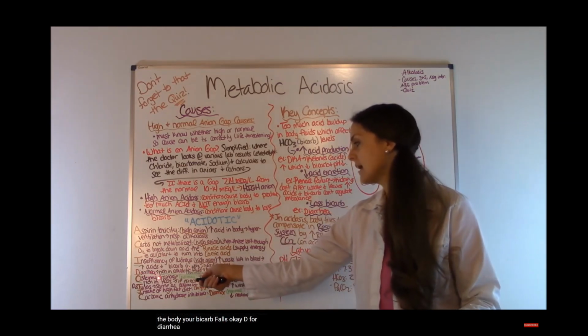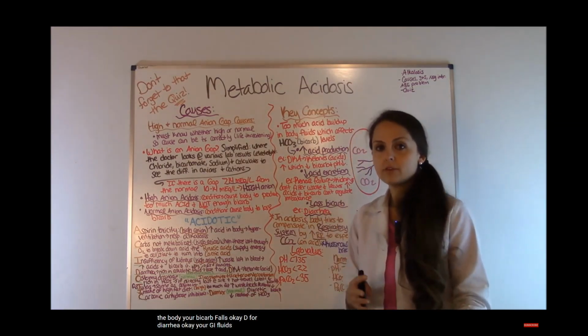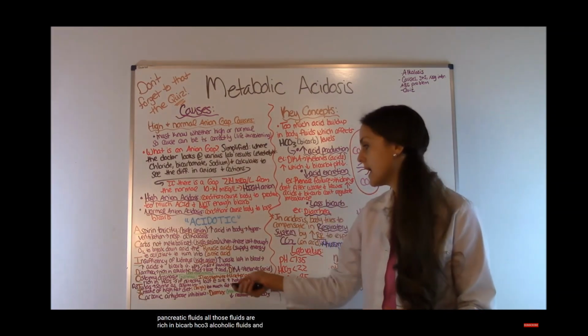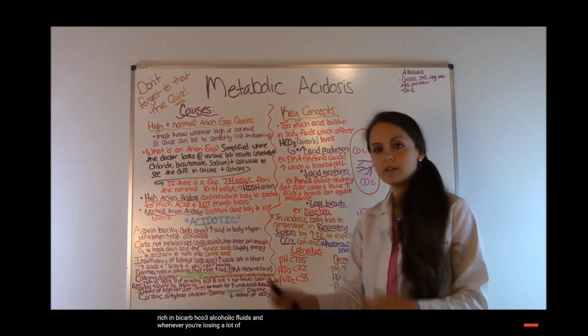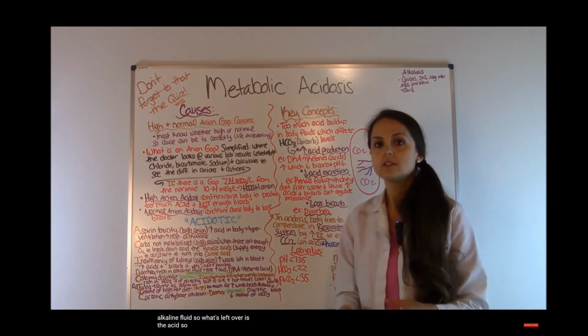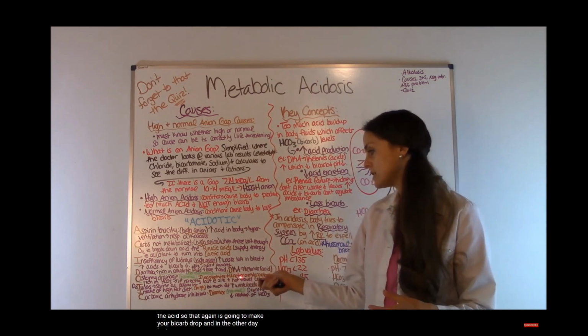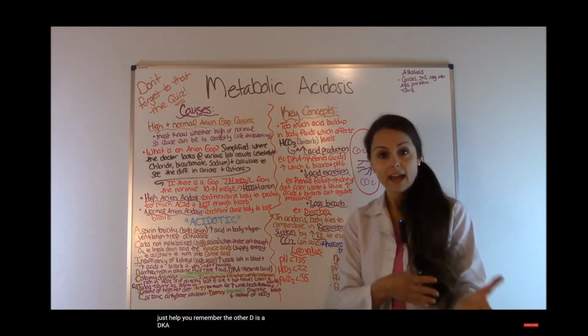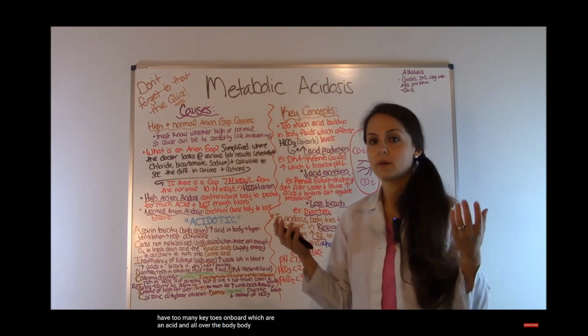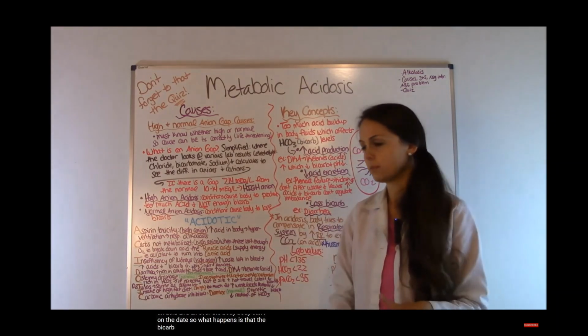Okay, D for diarrhea. Your GI fluids and your pancreatic fluids, all those fluids are rich in bicarb, HCO3, alkalotic fluids. And whenever you're losing a lot of that, you're going to increase the acid because you've gotten rid of all the alkaline fluids, so what's left over is the acid. So that, again, is going to make your bicarb drop. And then the other D, just to help you remember, is DKA, diabetic ketoacidosis. Remember, you have too many ketones on board, which are an acid. It's all over the body, it can't compensate, so the bicarb levels fall.